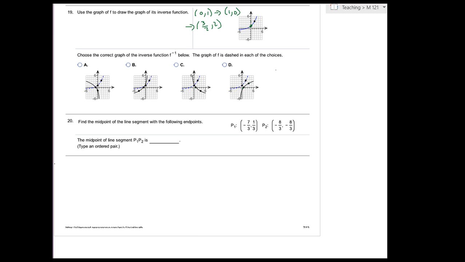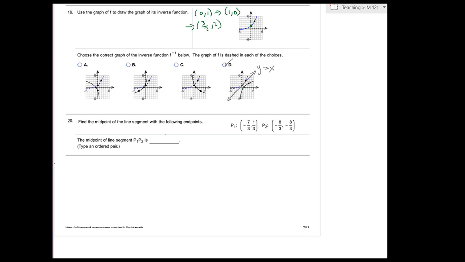And if you take a look and you draw this y equals x line, you can see that these two lines are mirrored about it, right? It looks like if you folded it up like a piece of paper on this line, y equals x, they would lie atop each other. That's what we're looking for in an inverse.